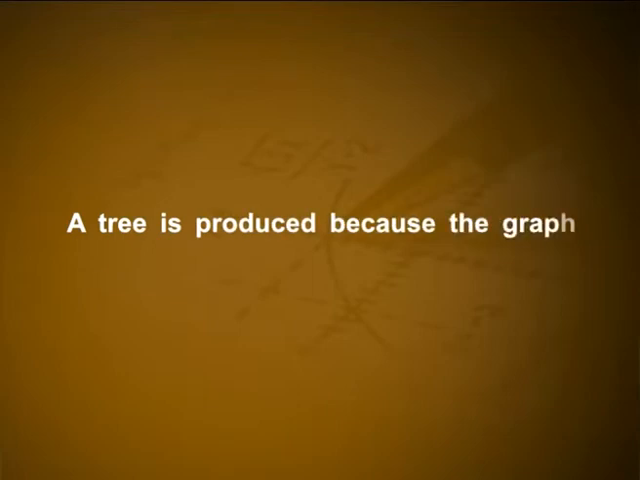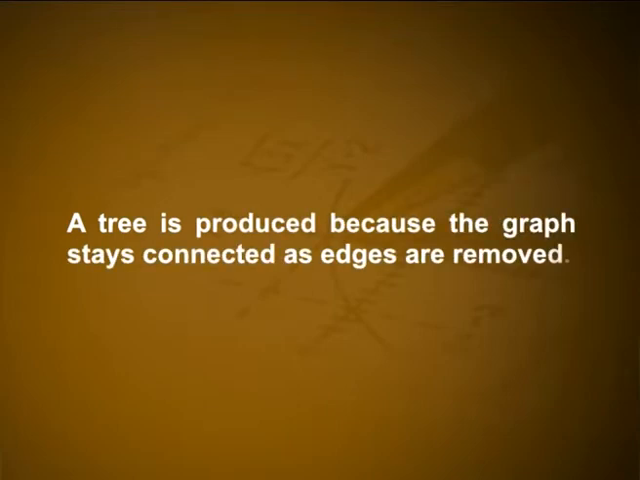If this subgraph is not a tree, it has a simple circuit. So, as before, remove an edge that is in a simple circuit. Repeat this process until no simple circuit remains. This is possible because there are only a finite number of edges in the graph. The process terminates when no simple circuit remains. A tree is produced because the graph stays connected as edges are removed. This tree is a spanning tree because it contains every vertex of G. This completes the proof.